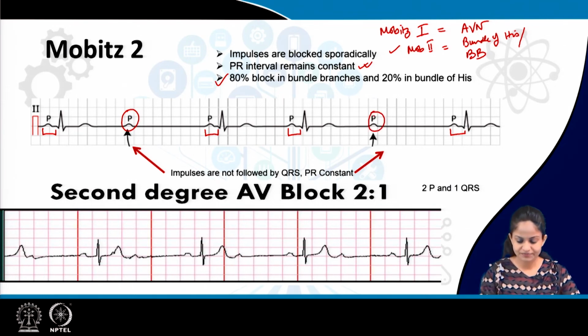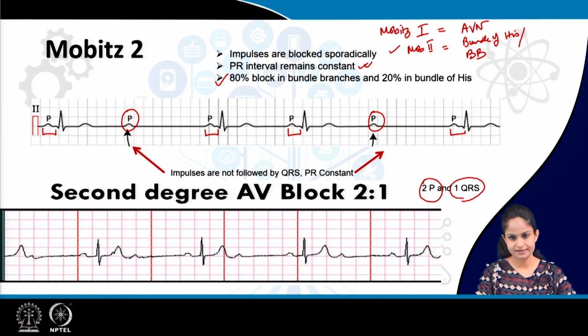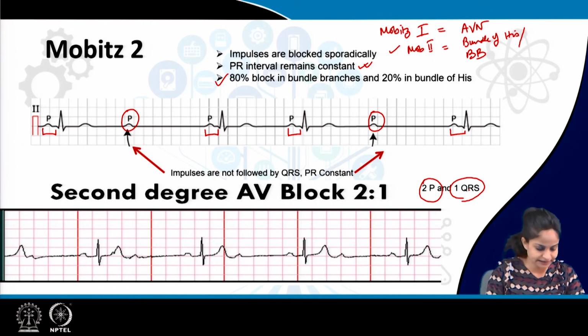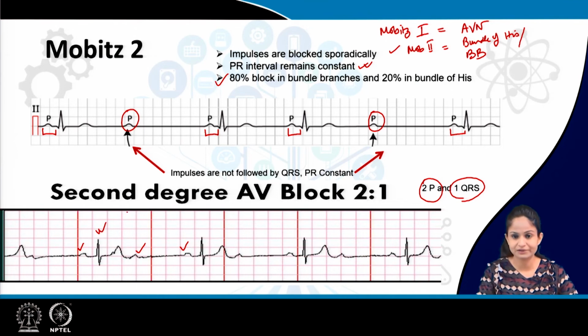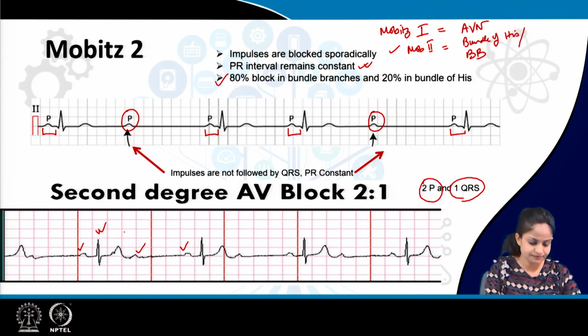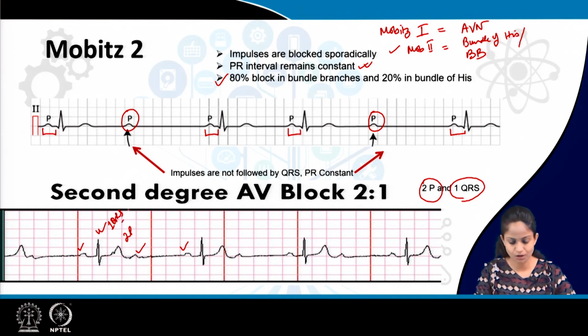So, this is the second degree AV block with a 2:1 pattern. A 2:1 pattern means we have 2 P waves and 1 QRS complex. As I told you, this depends on the number of P waves and the QRS complexes we are getting. So, here we have the P wave, here we have the P wave, and we are getting 1 QRS complex. So, 2 P waves and 1 QRS, this is a 2:1 block. So, this is second degree AV block.